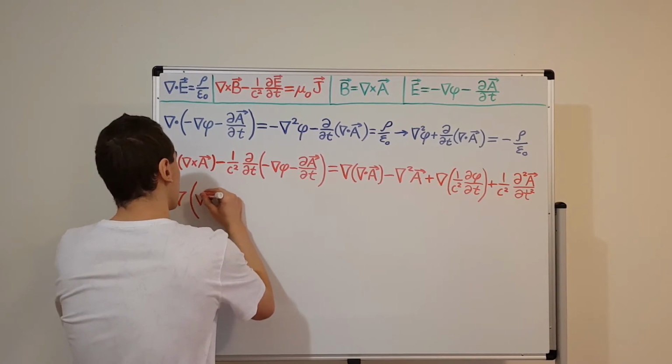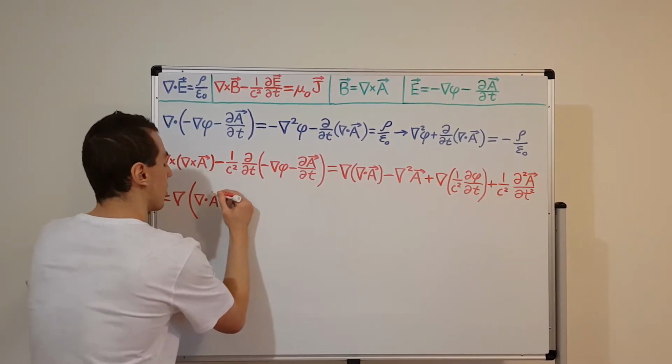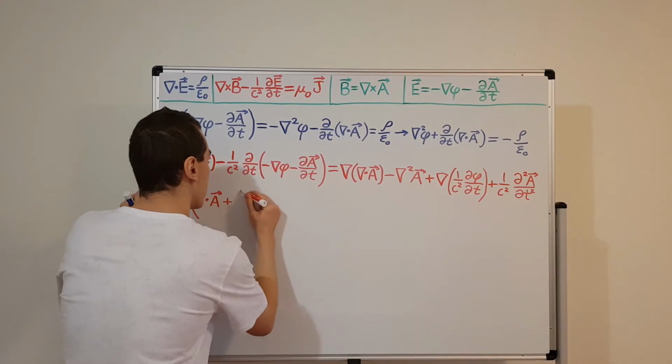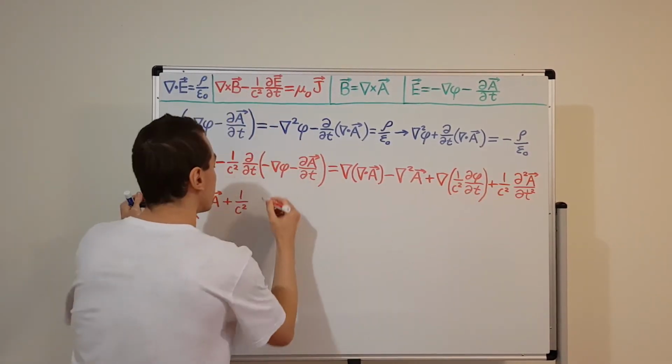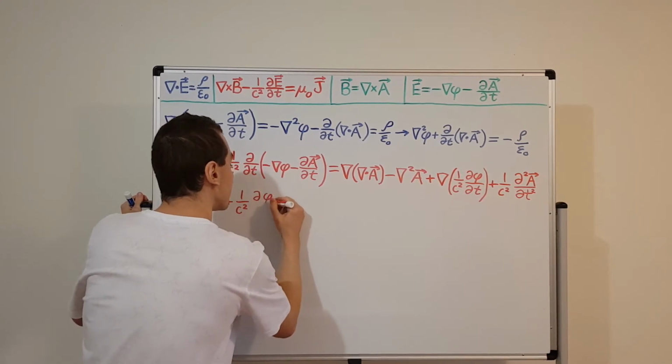So I'm going to have the divergence of A plus 1 over c squared. And we're going to have this partial derivative with respect to time of phi.